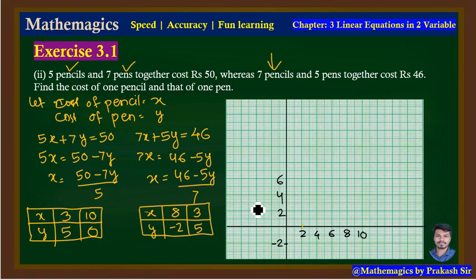In that same way we are taking it. Now x is equal to 3 and y is equal to 5. That is the first coordinate. X is equal to 3 and y is equal to 5. So the coordinate will come here.